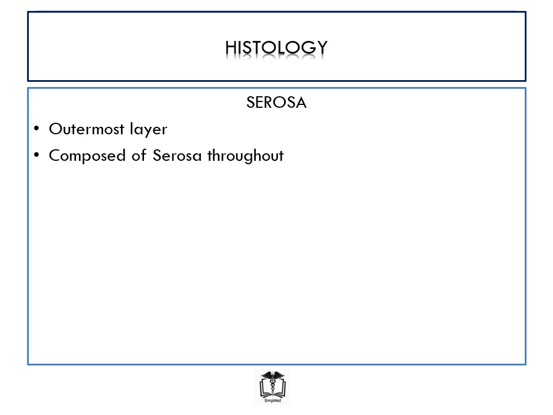The last layer of the stomach histologically is the serosa. It's the outermost layer. It's the layer that is in continuation with the peritoneum, so it is made up of simple squamous epithelium and lines the entire aspect of the stomach externally.